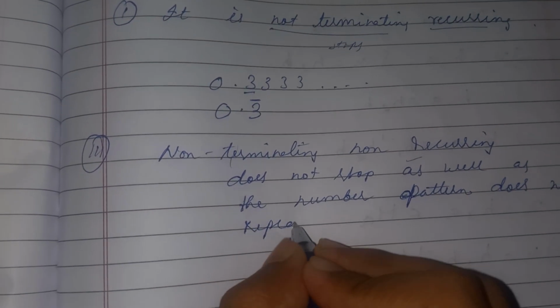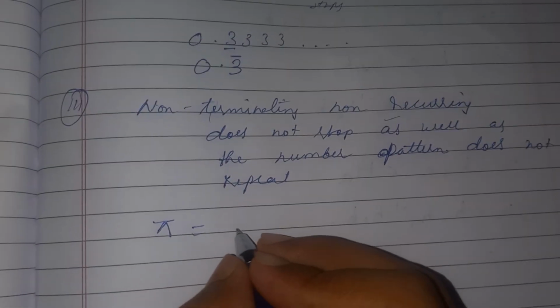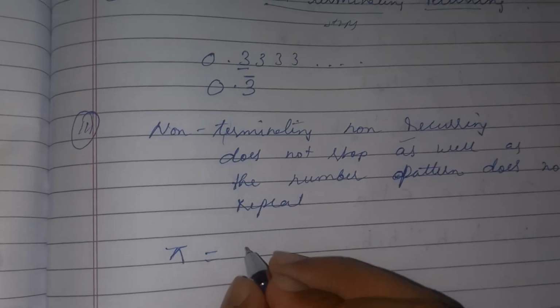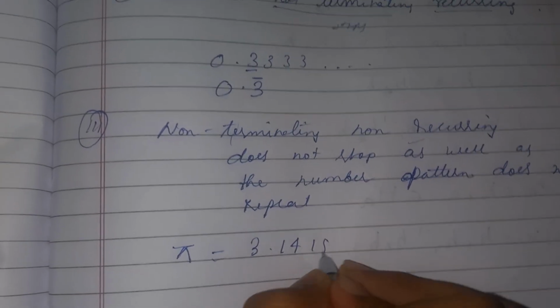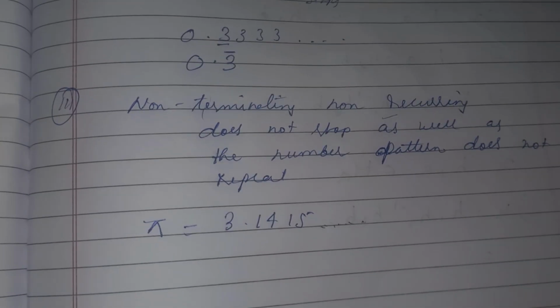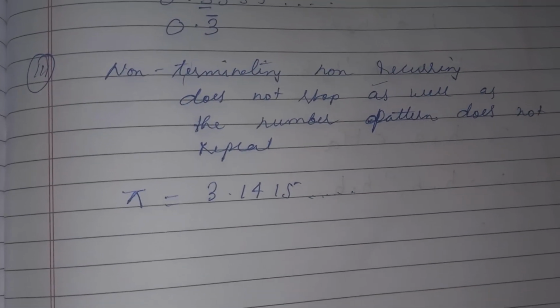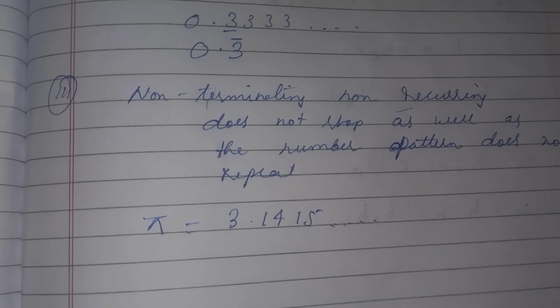For this, you can take the example of pi. Its value will be, I guess, 3.1415, and it will go on so. But the pattern never repeats itself. So you can check the value of pi by searching it in Google.